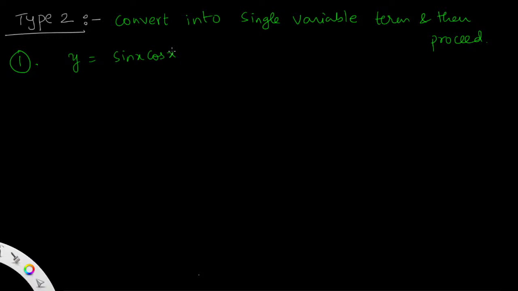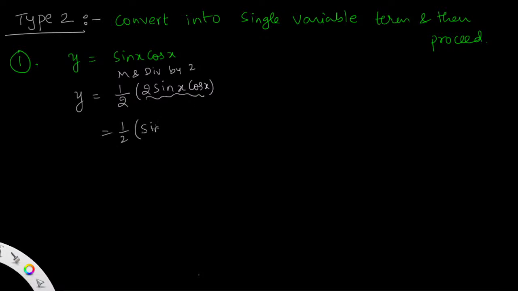Single variable term means you have to observe the formula, that is, the sin 2a formula. That is why I am multiplying and dividing by 2, to get the form of sin 2x. Sin x cos x is there, and now multiply and divide by 2. The divide term goes outside and the multiply term goes inside, so that is 1 by 2 into this total value, which is sin 2x. So the total value is converted into a single term.